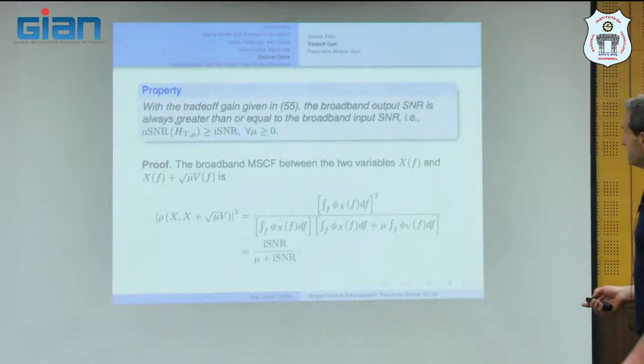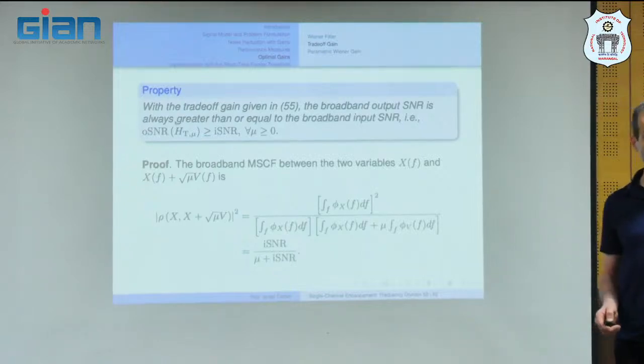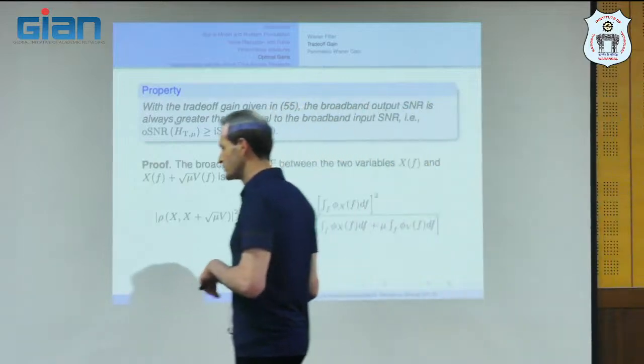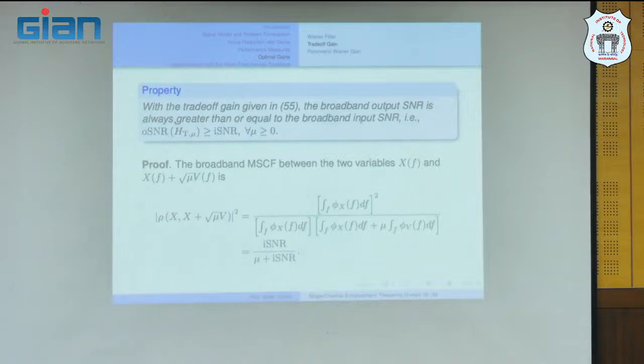And we have the property that for any mu, no matter any positive mu, not only for mu equals 1, we have the output SNR, which is at least as the input SNR. So the trade-off filter, just like we know in the time domain, improves, or at least does not degrade, the signal-to-noise ratio for any mu. And the proof is just like for the Wiener, but you multiply. So you can follow the proof.